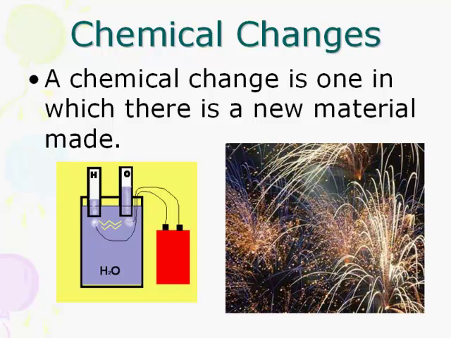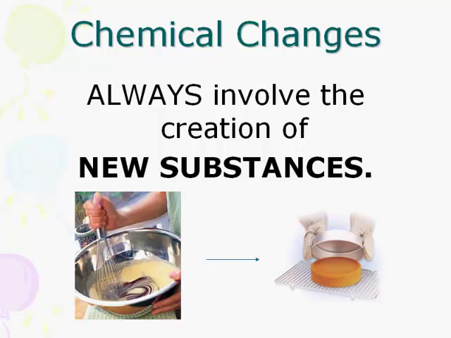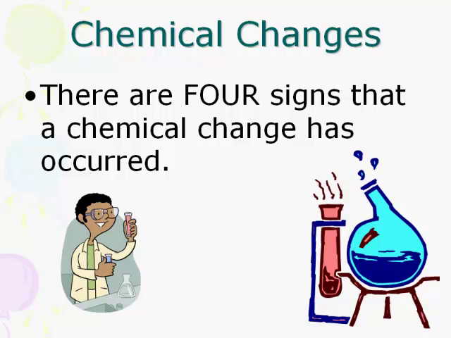A chemical change is one in which there is a new material made. Chemical changes always involve the creation of new substances. Cooking and baking are very good examples of chemical change. There are 4 basic signs that a chemical change has occurred.